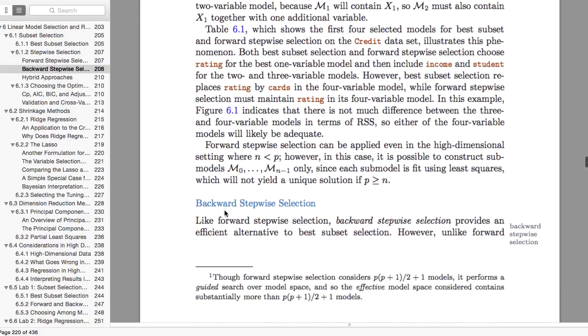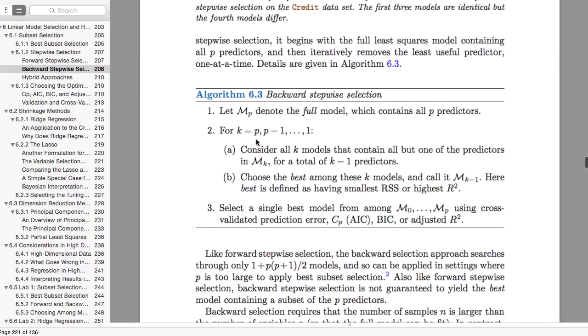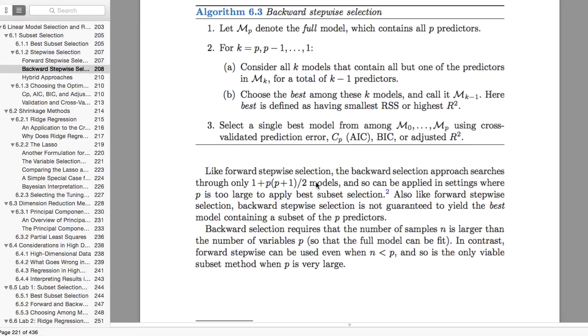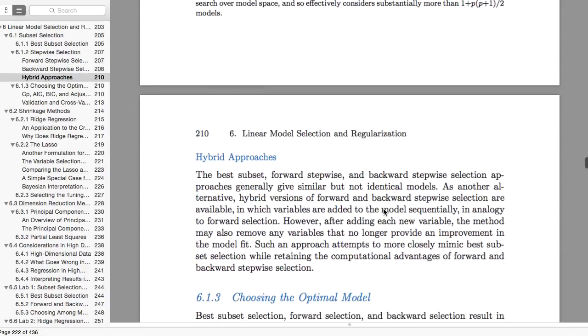Okay, and backward is just the opposite. It's the same thing, except that we take away one predictor at a time, and we take away the one that takes the least away from the model. So this also, of course, is not guaranteed to yield the best. This is also a greedy procedure.